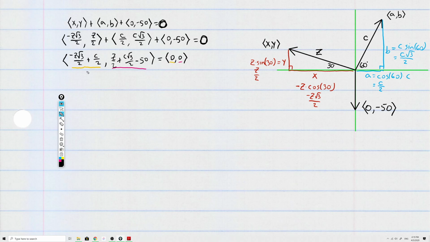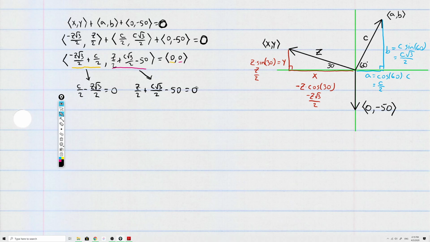So I'll take this first component. I'm going to switch the order just because I don't like this starting negative sign. So I'm going to write c over 2 minus z square root 3 over 2 equals 0. That's one of our equations. And then the other equation is z over 2 plus c square root 3 over 2 minus 50 equals 0. Two equations, two variables. So this is just a system of two linear equations with two variables.